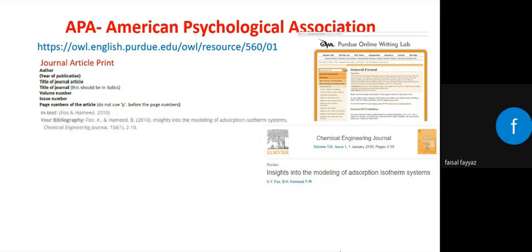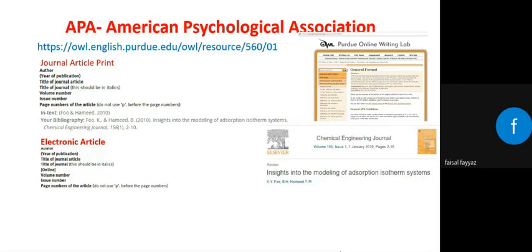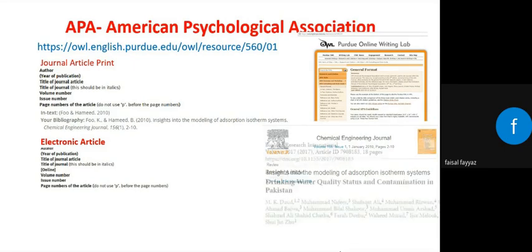In text, your bibliography, you are looking at what is the format, and in this way you have to provide it. Electronic article: this is the thing you are looking at. Author, year of publication, title of journal article, title of journal, which should be in italics. Then online, volume number, issue number, page number of the article. These are the basic requirements in your citation or your references.